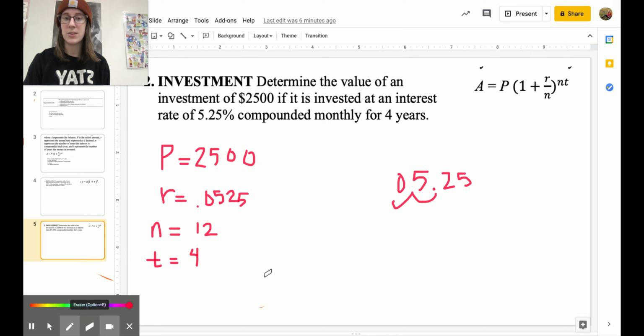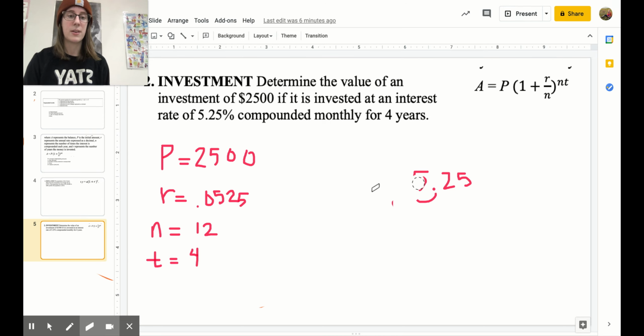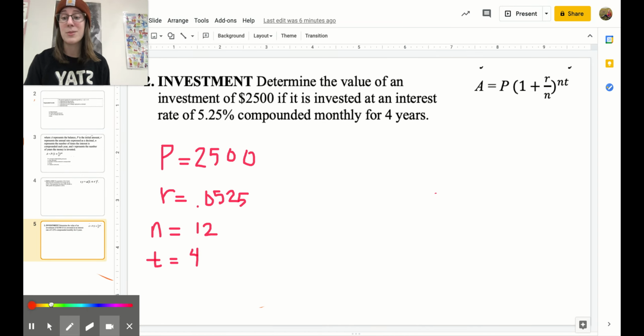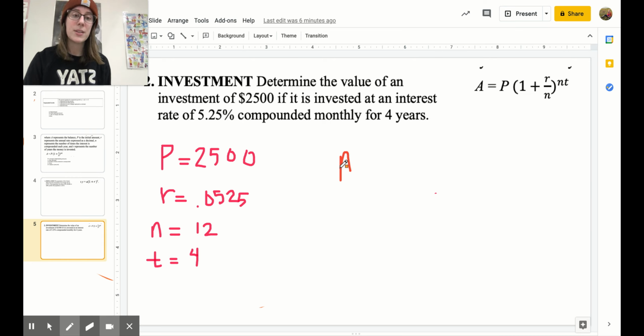Now we have all we need to plug into our equation. When you do this, I just want you to say what P equals, R equals, N equals, and T equals every single time. It will help you tremendously to keep organized. So our amount equals, here's the nice part of it. So we have our 2,500. This is terrible writing. Hopefully you write better than me. I say that all the time, but I hope it's true.